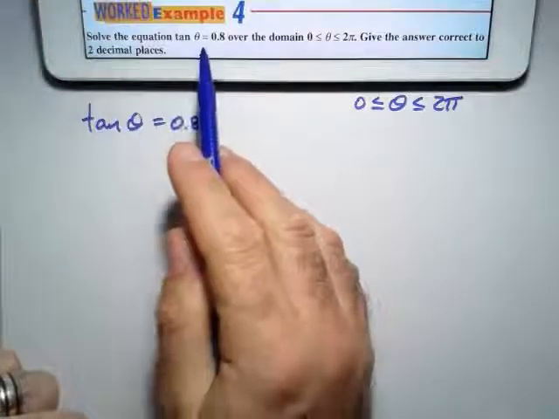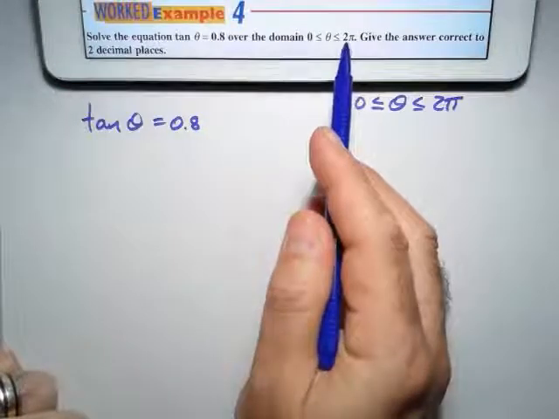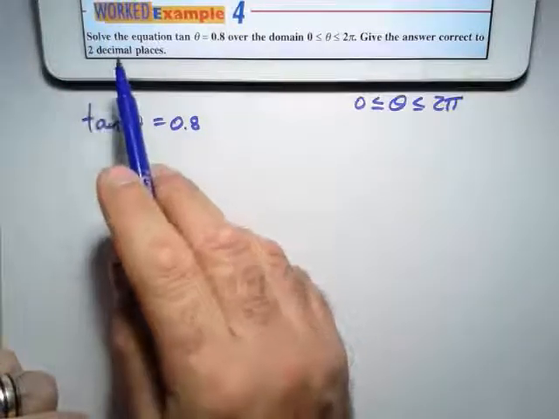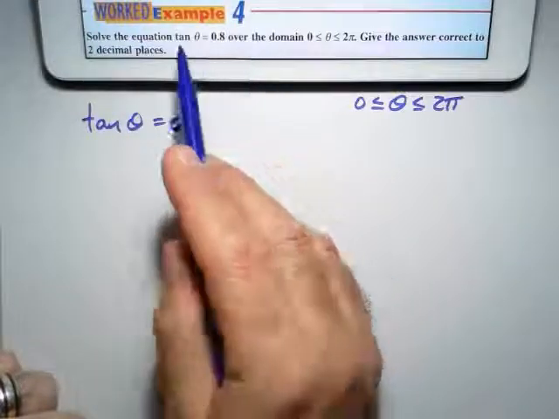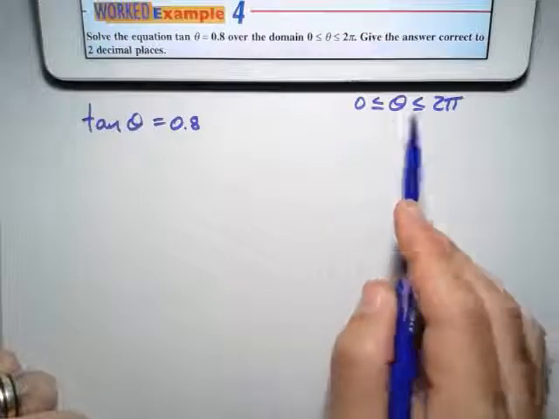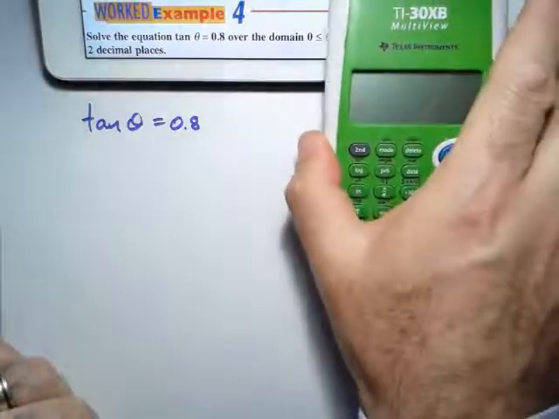Solve the equation tan theta equals 0.8 over the domain 0 to 2 pi. Give the answer correct to 2 decimal places. The only thing different between these and the previous examples is now my domain is in radians. The moment you see that, first step is go to your calculator.